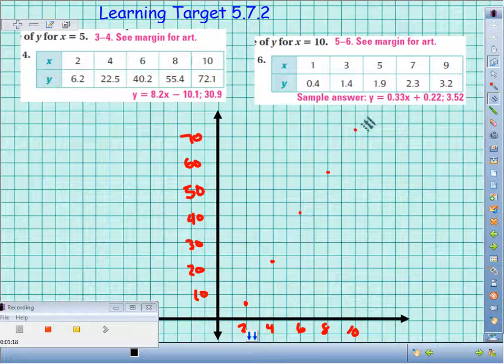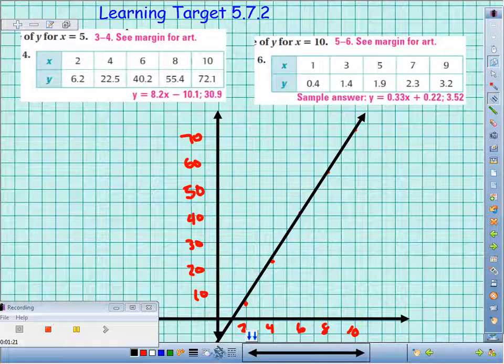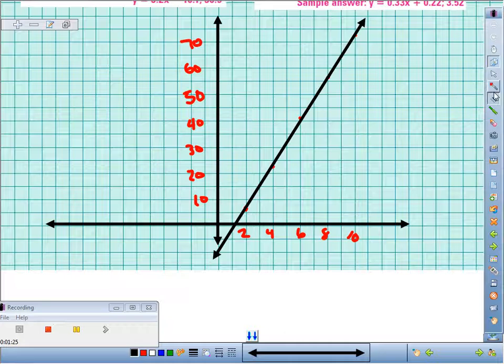Draw your fitted line. These almost are perfectly on a line. In fact, I drew a line that hit them all. Now, there's two things you need for the equation of the fitted line. You need the slope and the y-intercept. The y-intercept, I can see very clearly. It's not -2. Remember, each box is 5, so it's -5, -10.